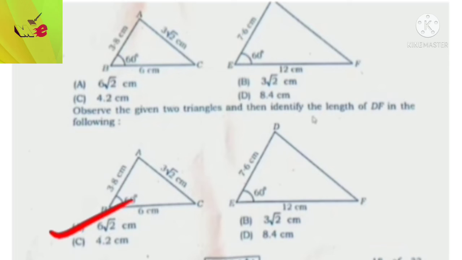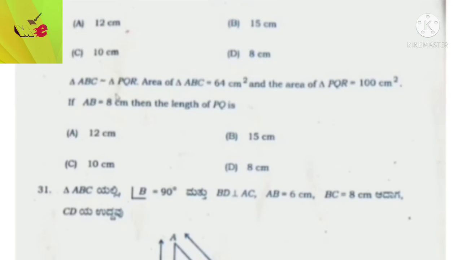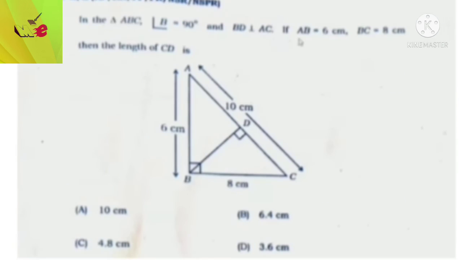Next one, the 30th one. Triangle ABC is similar to triangle PQR. The area of triangle ABC is 64 centimeter square, and the area of triangle PQR is 100 centimeter square. If AB equals 8, then what is the length of PQ? So we take the square root. The square root of 64 is 8, and the square root of 100 is 10. Option C.